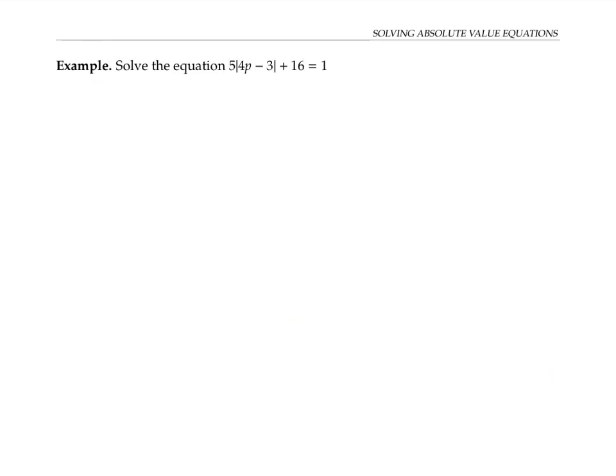In this third example, let's again isolate the absolute value part of the equation. So starting with our original equation, we can subtract 16 from both sides and divide both sides by 5, or equivalently multiply by 1/5.